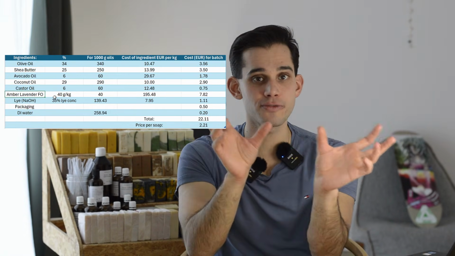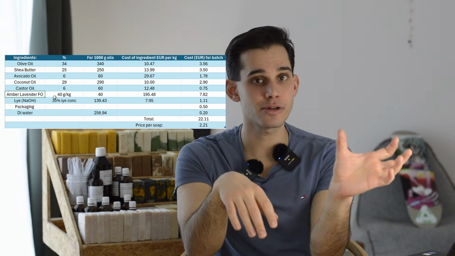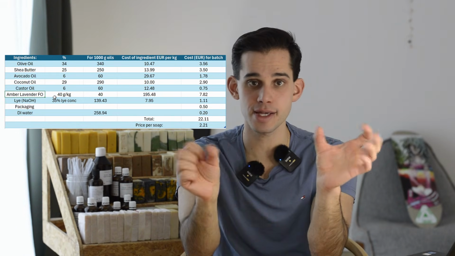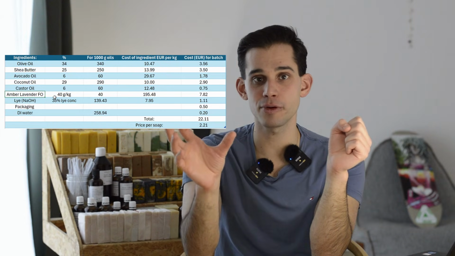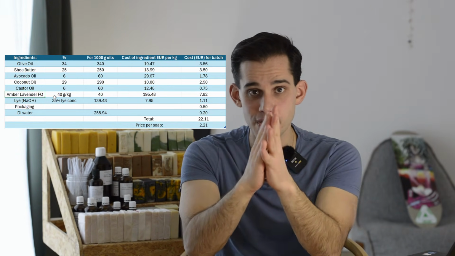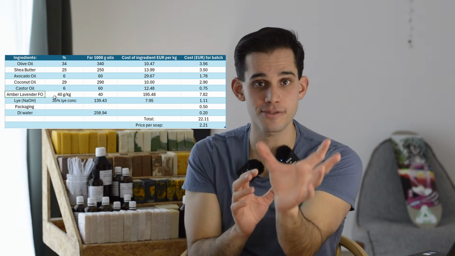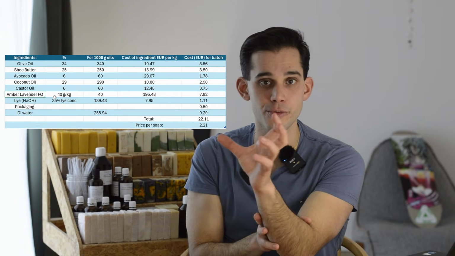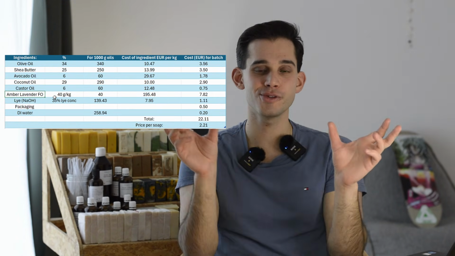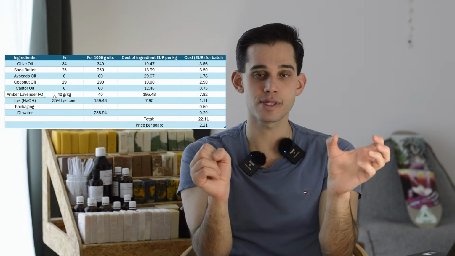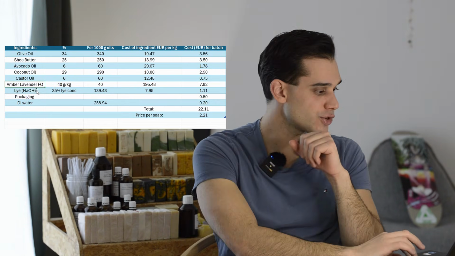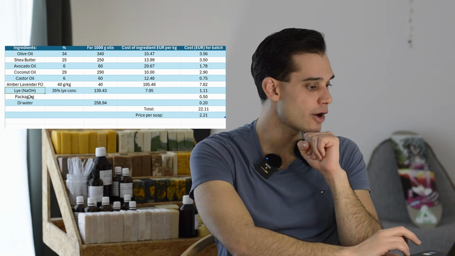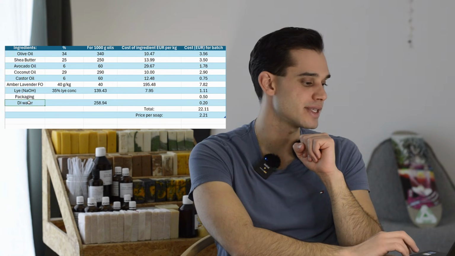So I like to use both fragrance and essential oils. Essential oils are natural, fragrance oils are synthetic. Fragrance oils are more stable and long-lasting, but the problem with fragrance oils is that you should always make sure you buy the ones that do not contain any phthalates, because phthalates are hormonal disruptors. You can also do the trick of combining fragrance oils with essential oils, because that's how you make essential oils more long-lasting. Then sodium hydroxide, our packaging, and our distilled water.